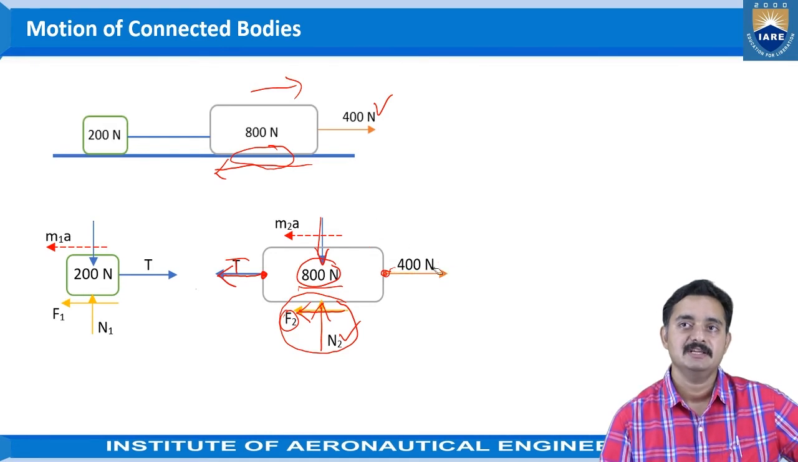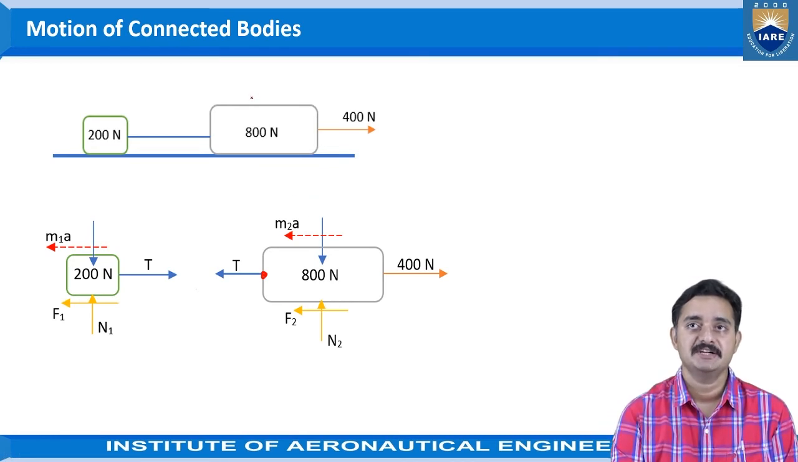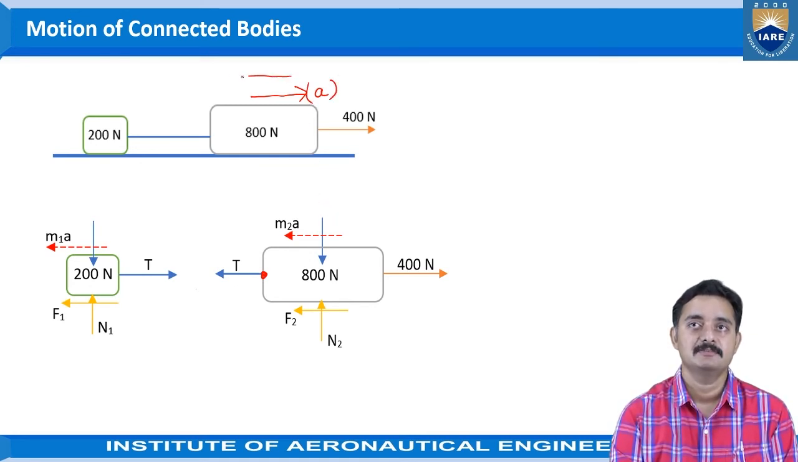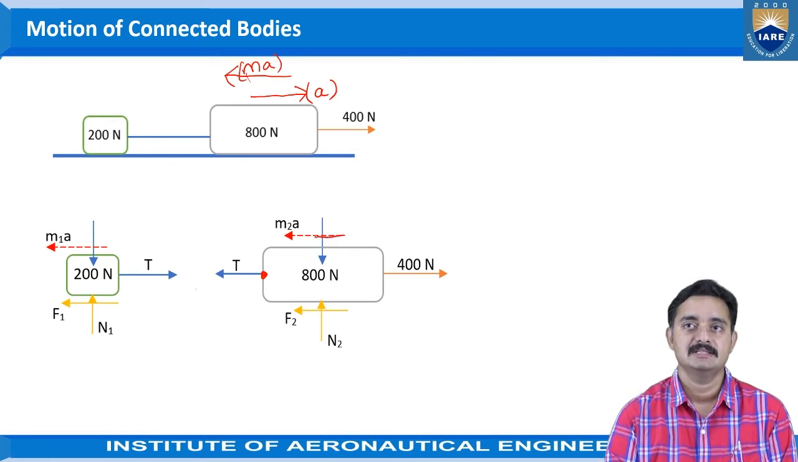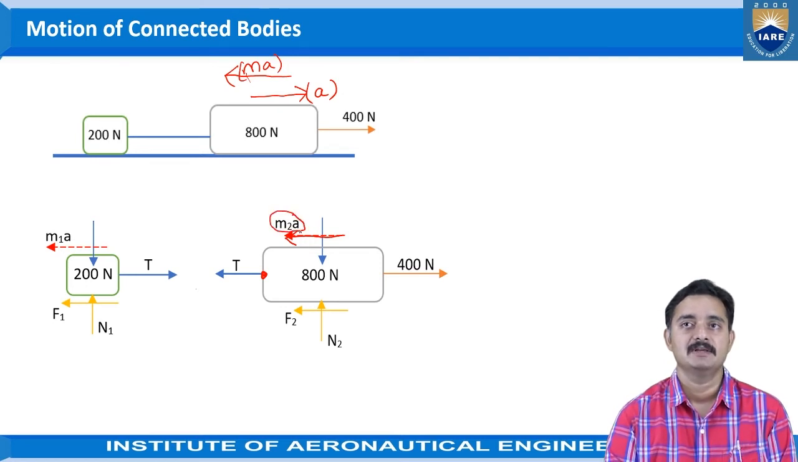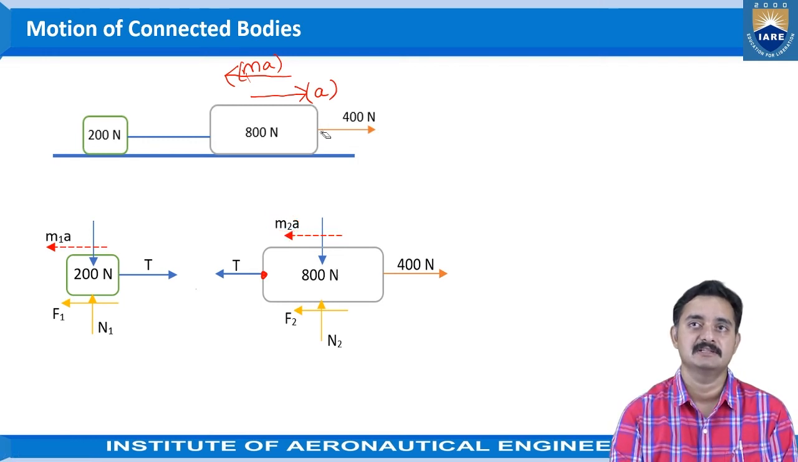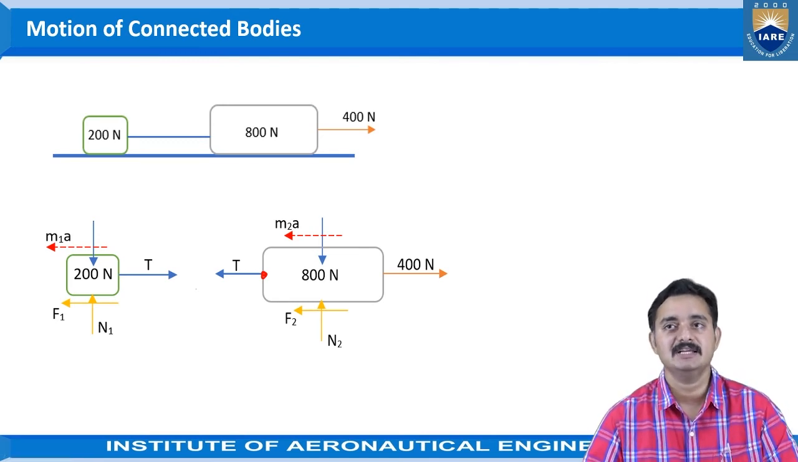Ultimately, we need to represent the acceleration and inertia force direction, right? So this 800 Newton block is moving towards the right side direction. That means it is achieving the acceleration in the right side direction. Hence, the inertia force will be in the left side direction. That would be MA. Okay, so that is the direction in which the inertia force is acting. And the inertia force value is M2A, where again acceleration is taken as A here, not A2 or A1 or anything else. So this is how the representation of the inertia force happens for connected bodies.